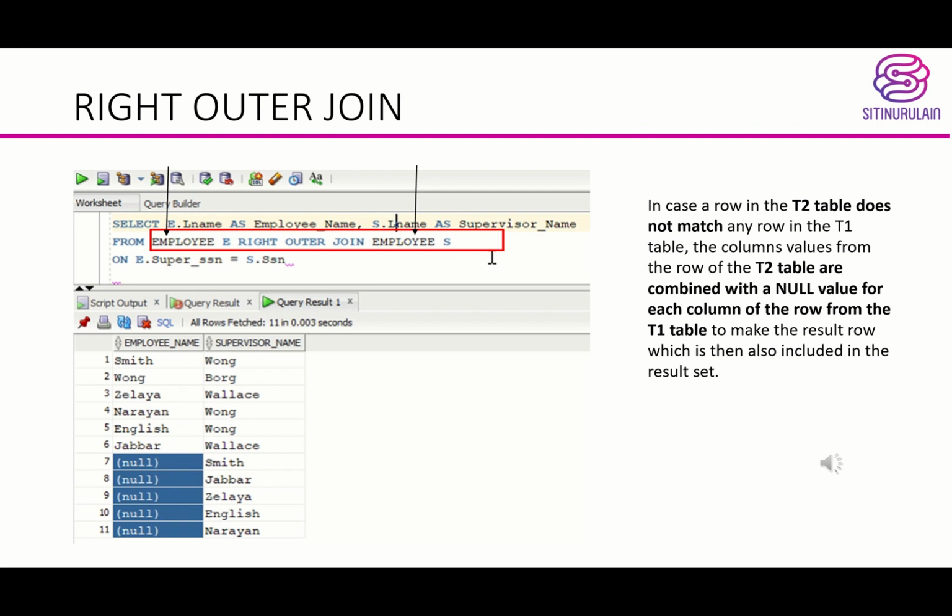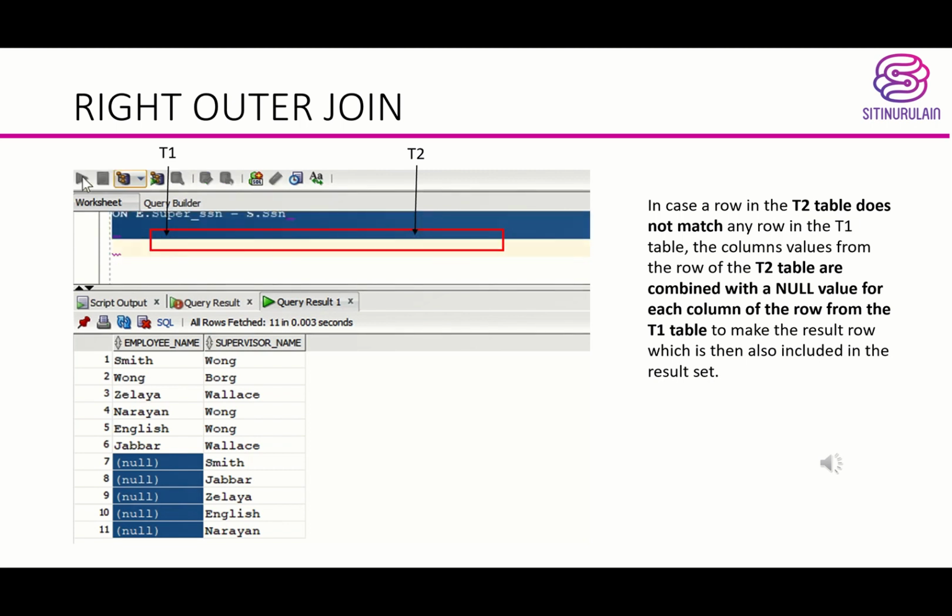This is an example of a query using the right outer join to join the employee table with the employee table. The first employee table refers to the ordinary employee or staff, called T1. The second employee table refers to the supervisor, called T2. In case a row in the T2 table does not match any row in the T1 table, the column values from the row of the T2 table are combined with a null value for each column of the row from the T1 table to make the result row, which is then also included in the result set.